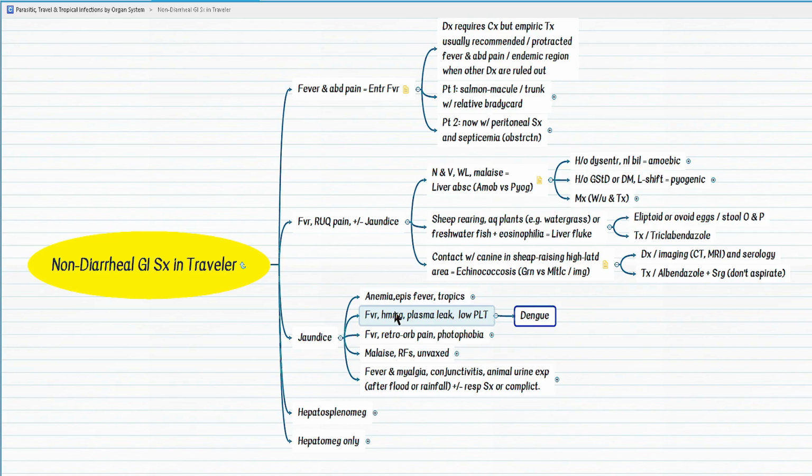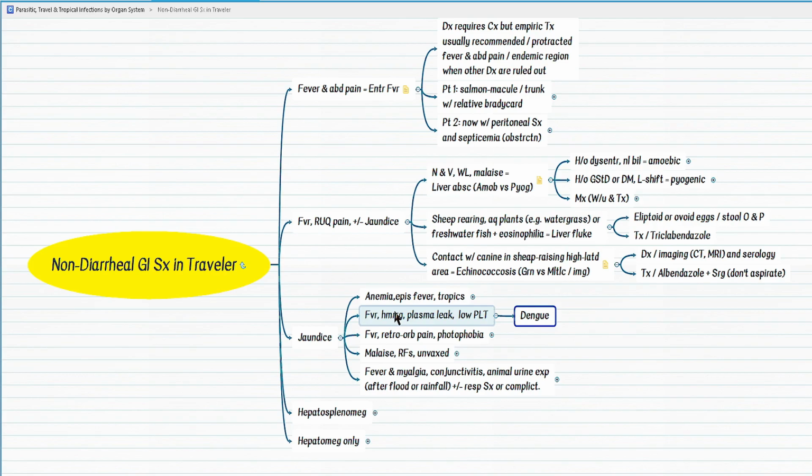Now, next case is a patient with jaundice, history of travel, especially to the Far East, and now complains of retroorbital pain and photophobia. What is the diagnosis of this case? This is yellow fever. And finally, you have a traveler who has been exposed possibly to a flood or severe rainfall and now complains of not only jaundice and fever but myalgia and especially conjunctivitis. The question is, what is the diagnosis?